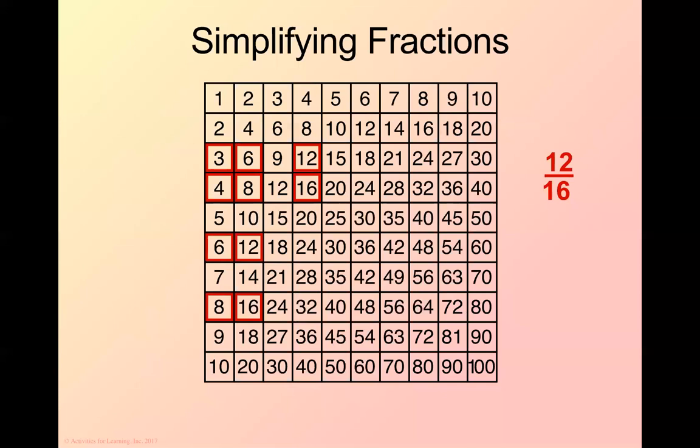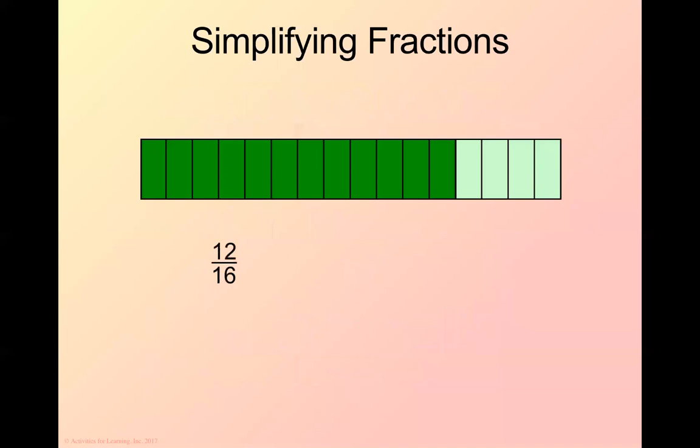Isn't that awesome? Again, this explains why. Let's do this a little bit more traditionally. Let's look at simplifying fractions using pieces here. So here I've got 16 rectangles. 12 of them are colored dark. So I've got 12/16. Well, is there a way that I could group these and make it simpler?